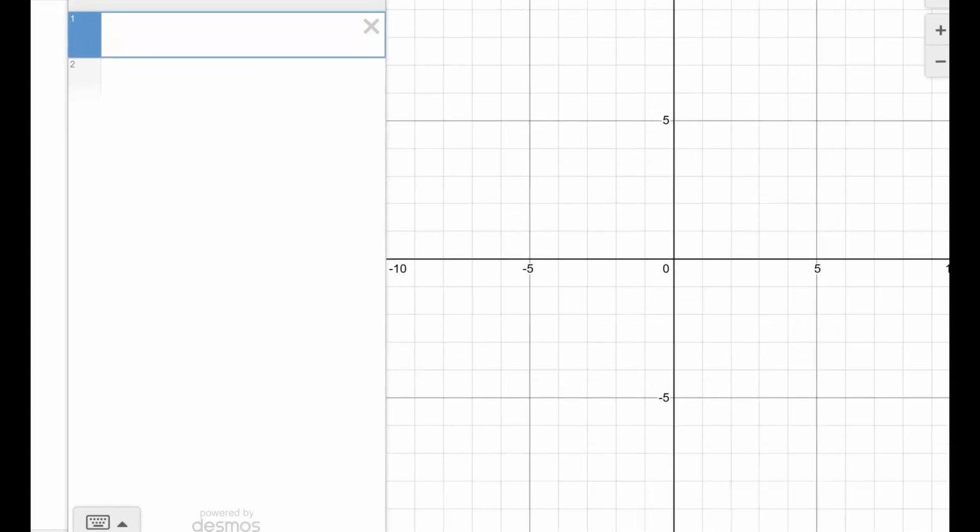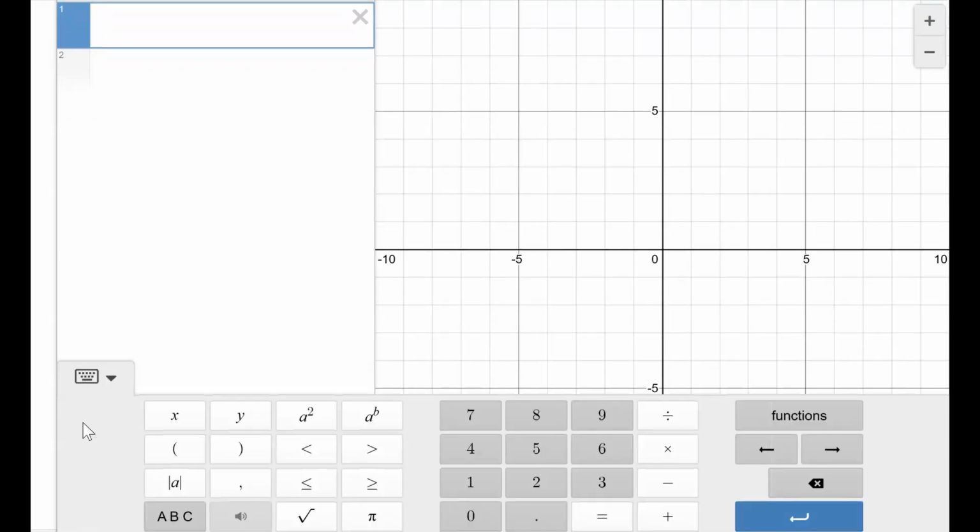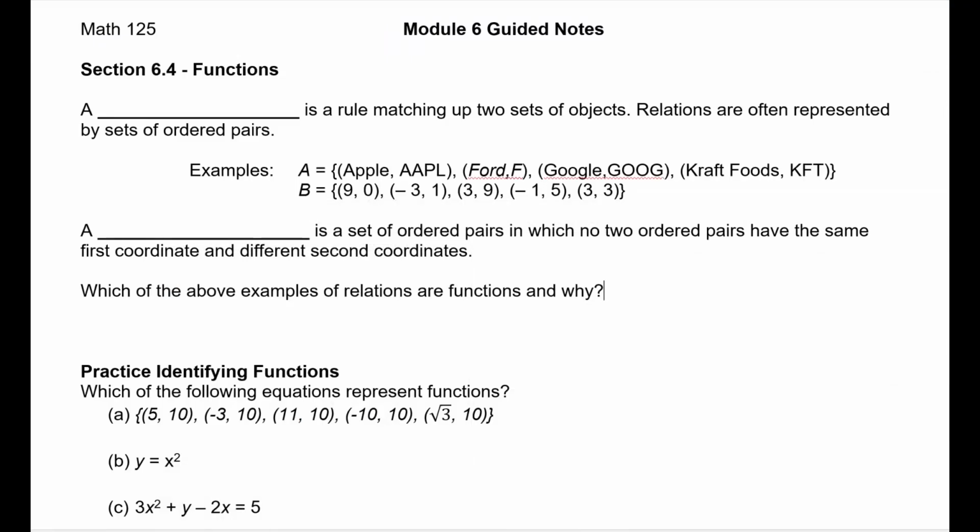And if there's ever any specific symbols you need, then you can just click on this keyboard icon at the bottom, and then you've got some options there. So we're going to use that in this lesson. So that's something you can pull up right now as you're watching the video, and that way you can try it yourself when I go through it. So I'm going to put that away right now. We're going to start and just talk about what a function is.